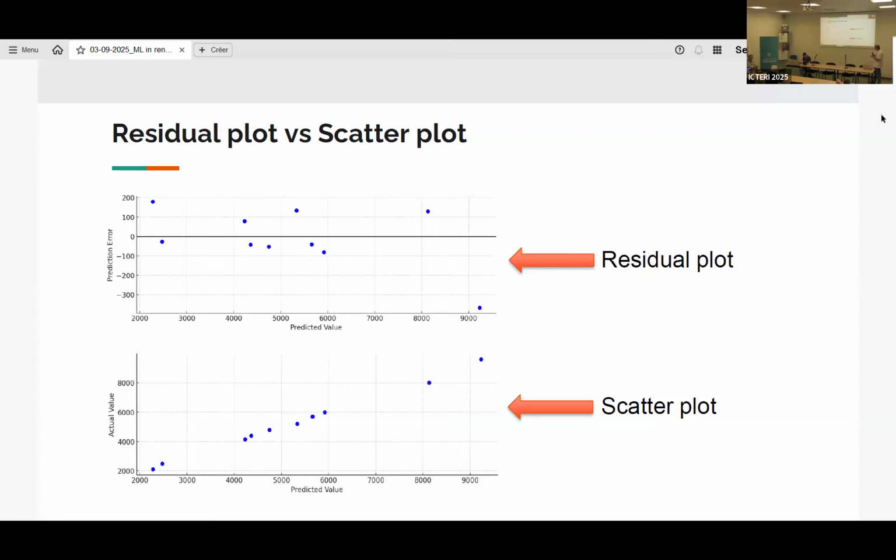And on the graph below, you can see the dependence between actual value and predicted value. In the ideal case, we would have a straight line, y equals x. But in this case, we have some small deviation from this line. However, we can see that on average, our predicted results and actual values are almost the same.